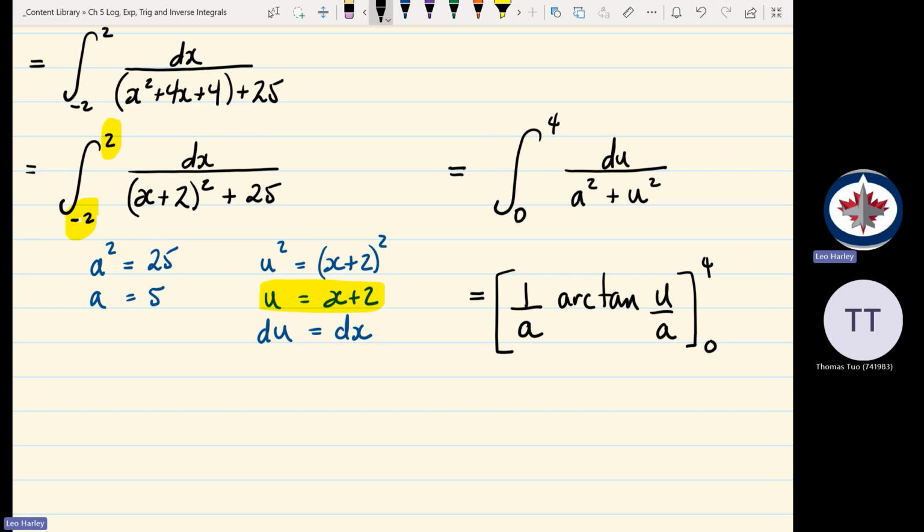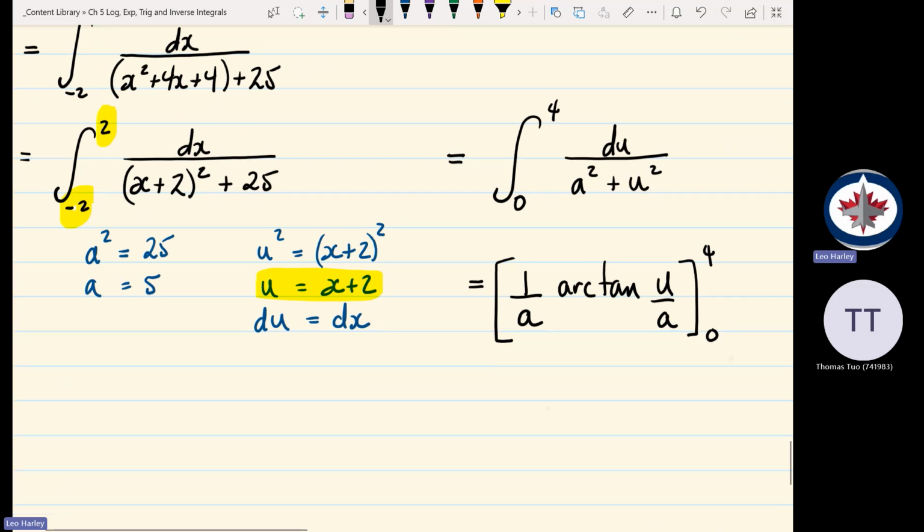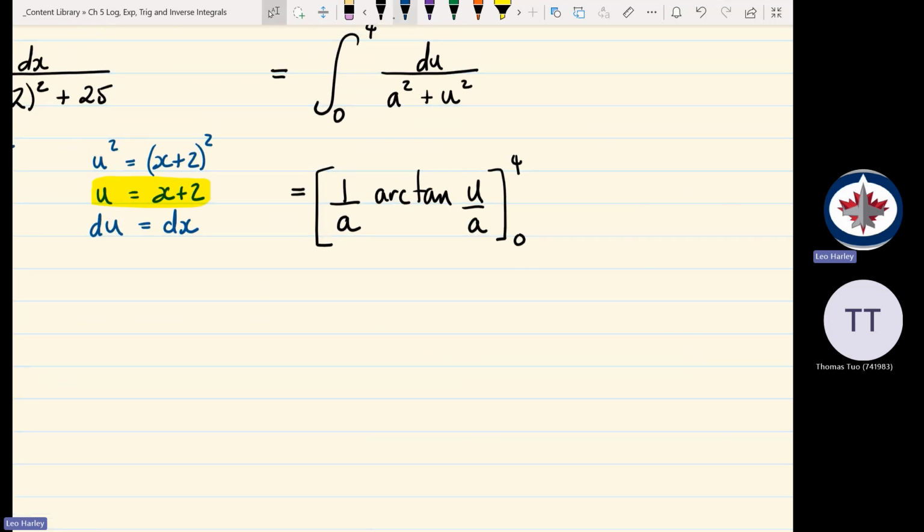Okay. So if we move forward from here, do we know what a is? So could we then just simply rewrite this as equals 1/5? Because we could put the 5 in, that's not the issue. But I'm going to still keep it as arctan of u over 5, still evaluated from 0 to 4. It's going to be the same.